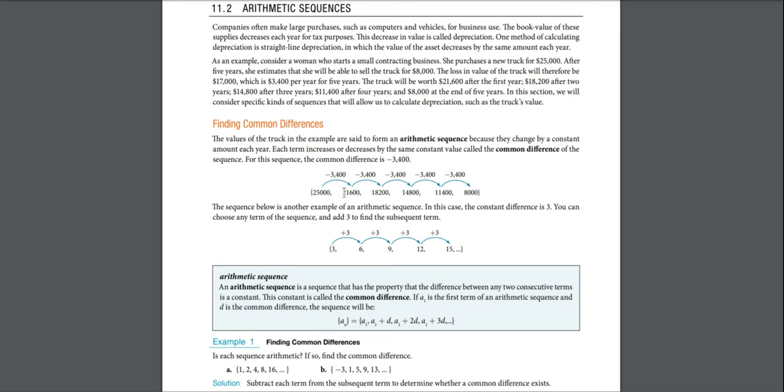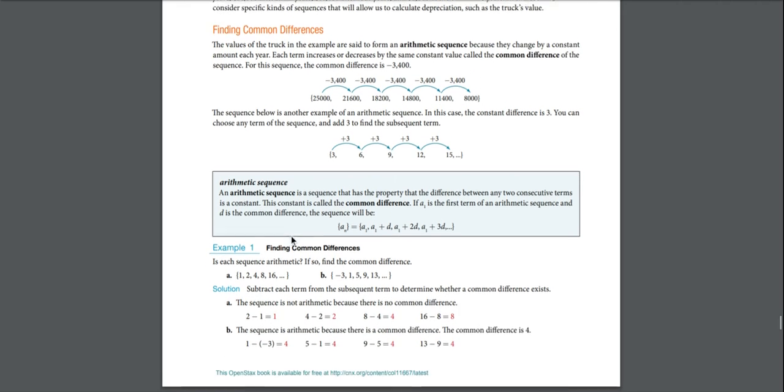To find the common difference, you just take a term and subtract the previous term from it. So if I did 21,600 minus 25,000, I would get negative 3,400. So that's my common difference. If I want to check that something is an arithmetic sequence, I go through each pair and do that. I subtract this one minus this one, this one minus this one, and if I keep getting the same thing each time, then I do in fact have an arithmetic sequence.